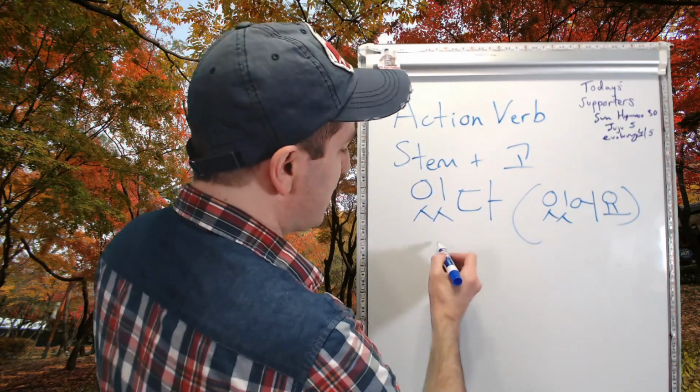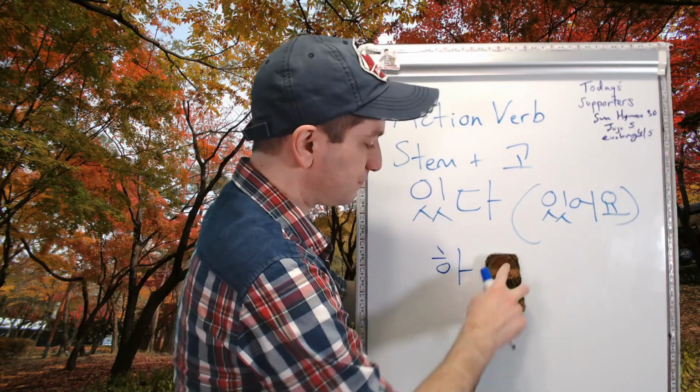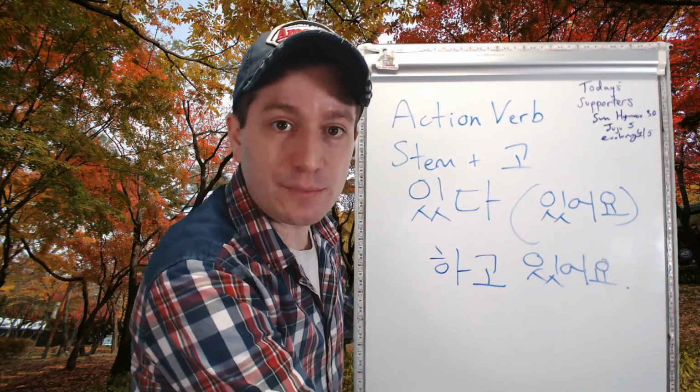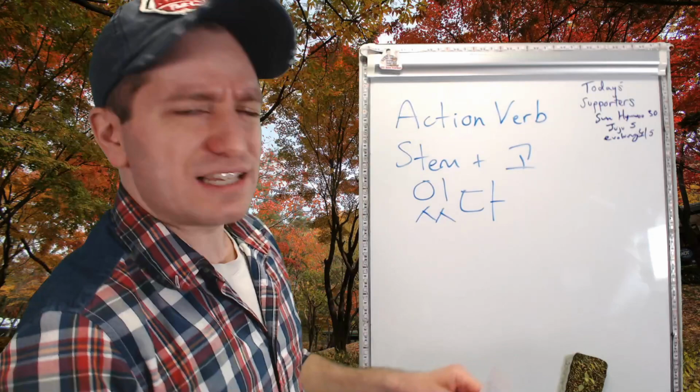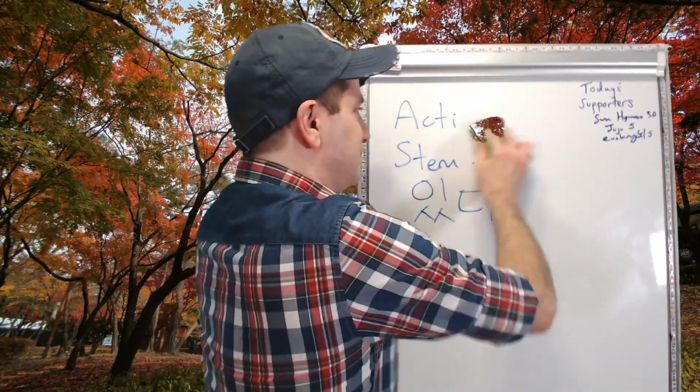For an example, let's take the verb 하다, to do. Well, the verb stem of 하다 is 하. We attach 고 followed by 있어요. This is just an example conjugation. What is this form used for? It's kind of like the ing form in English.